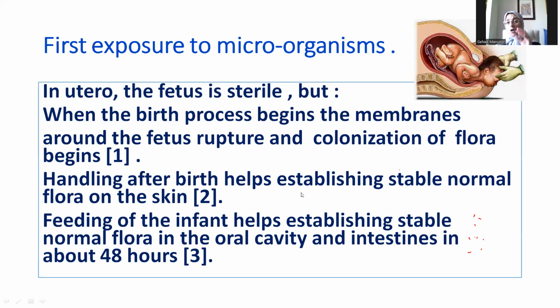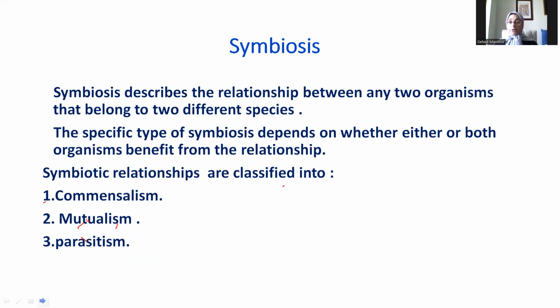So all the flora on the skin of the nipple, of the areola, which is the pigmented part around the nipple, and on the breast itself will enter with milk to the gut. And the flora that enters the gut or the flora that is acquired on the skin will be stabilized and well established and start increasing in number within the first 48 hours after birth, and this is highly protective to the baby. In the next slide, we will talk about symbiosis.